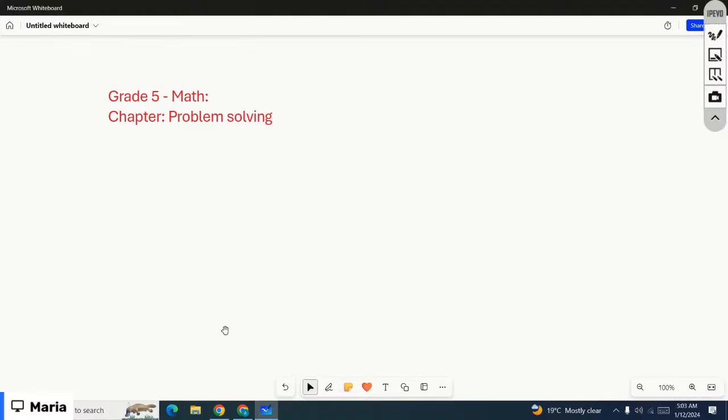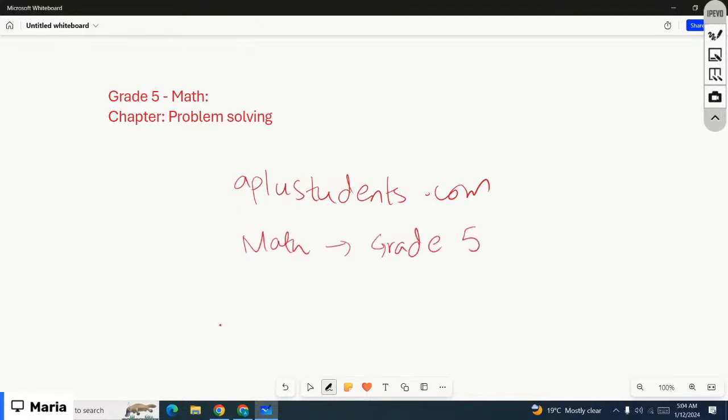We are here for grade 5 math. You can find all the lessons on aplusstudents.com. You have to log in there using your email address and password as provided by the administrator. Select math from the subject tab, scroll down to grade 5 and then click on view all lessons. There you can find the list of the chapters.